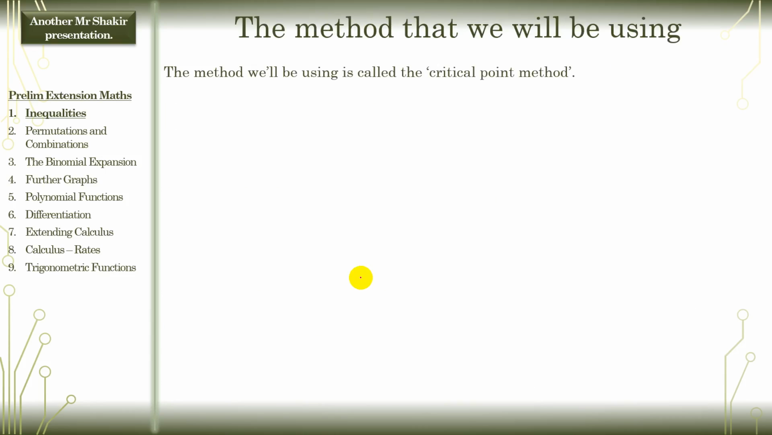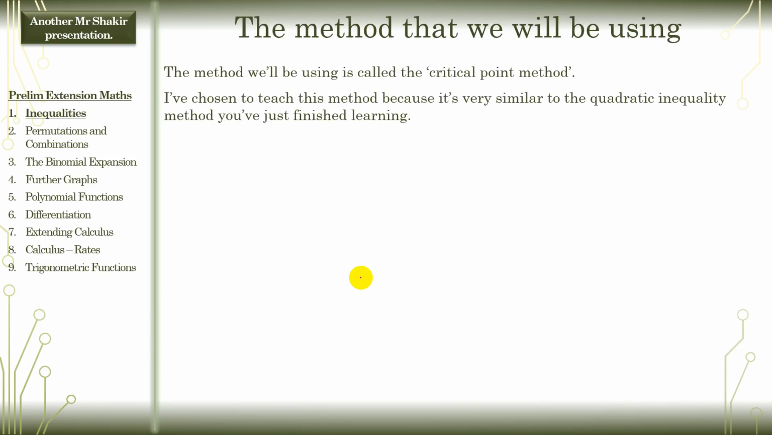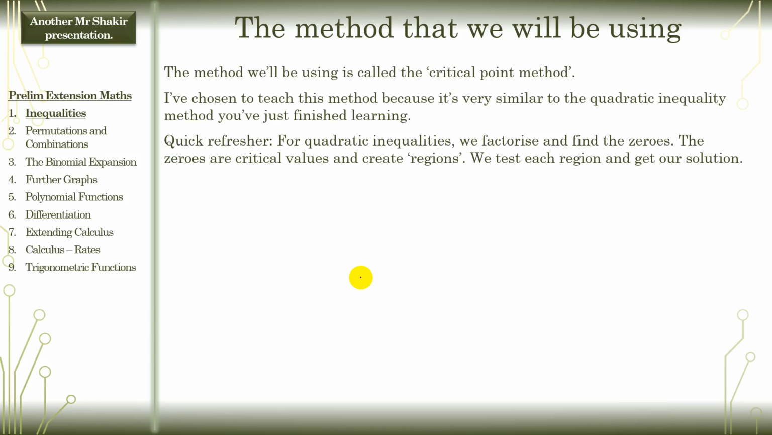Anyway, today we'll be doing the critical point method, and the reason I've chosen to do this is because it's very similar to the quadratic inequality method you've just finished learning. I think that the less you have to remember, the better. So rather than teaching different techniques for everything, it's better to just have the one technique for as much of the stuff as possible. You already learned this technique in quadratic inequalities. You might as well learn the same technique and just learn to apply it to rational inequalities.